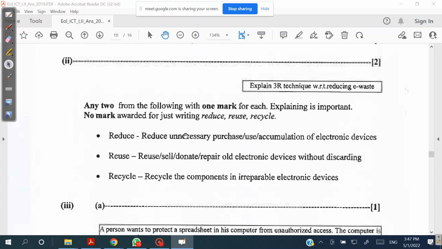Right, so reducing means reducing unnecessary purchases, avoiding accumulation of electronic devices. Reuse is like either it can be a resale or sell or donate or repair, right? All the electronic devices. Recycling happens when we can't use that electronic device, we just recycle it to be used as a part of the computing. All right, so if you got any two of these, then 2 marks.